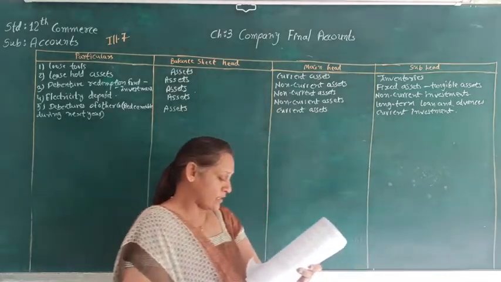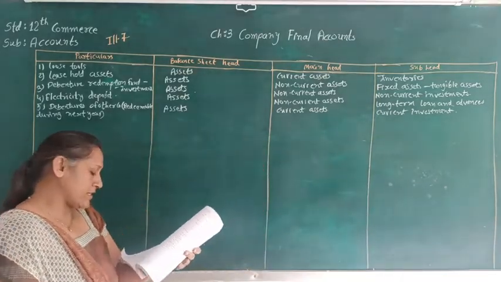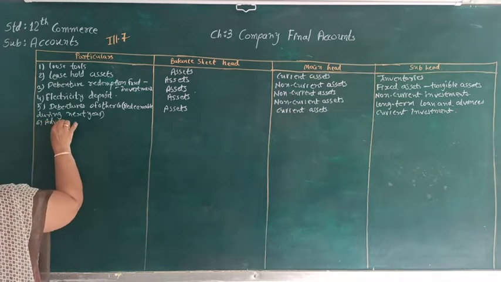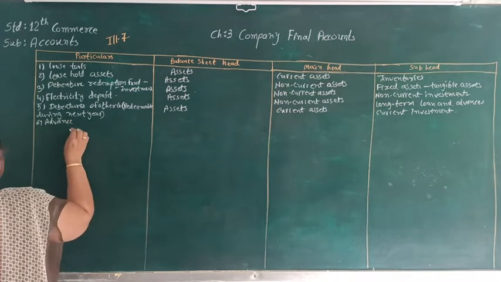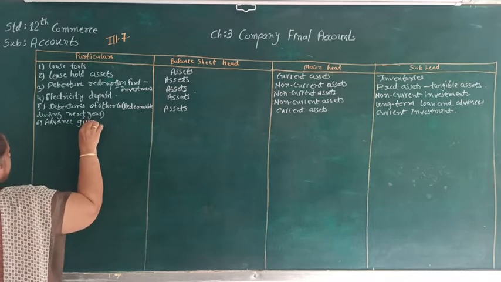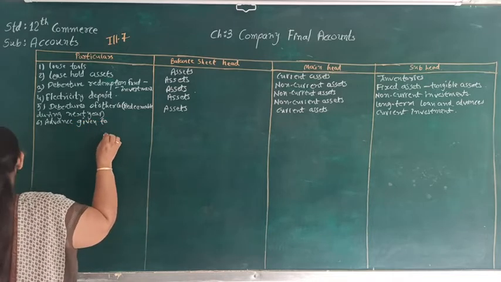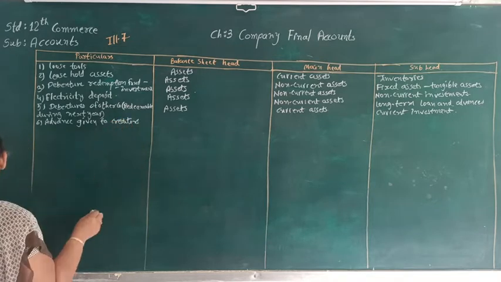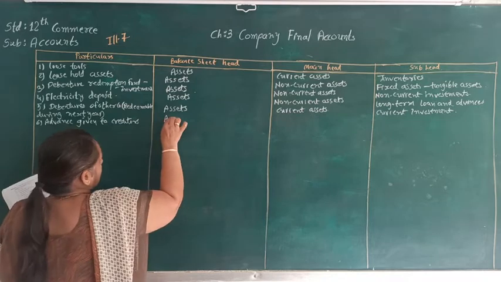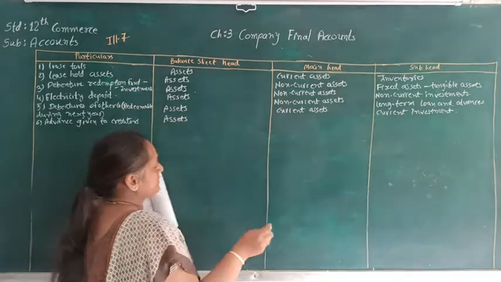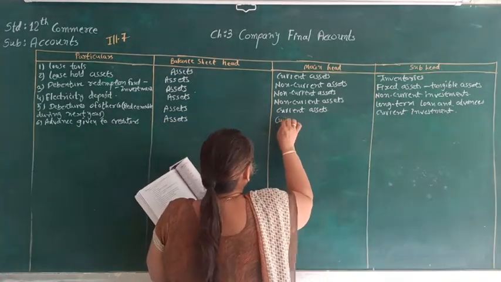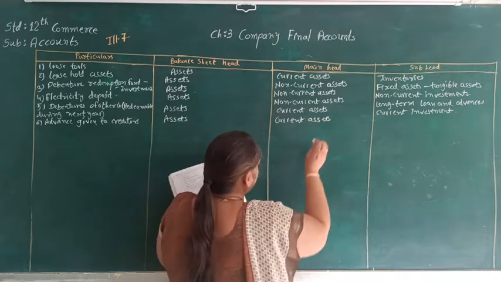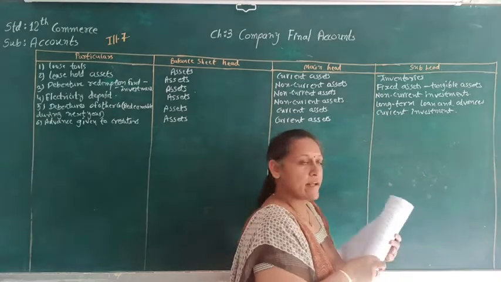Again, the next one is advance given to creditors, number 6. So it is an asset of the company and it is a current asset, where again it is a short-term loan and advance.